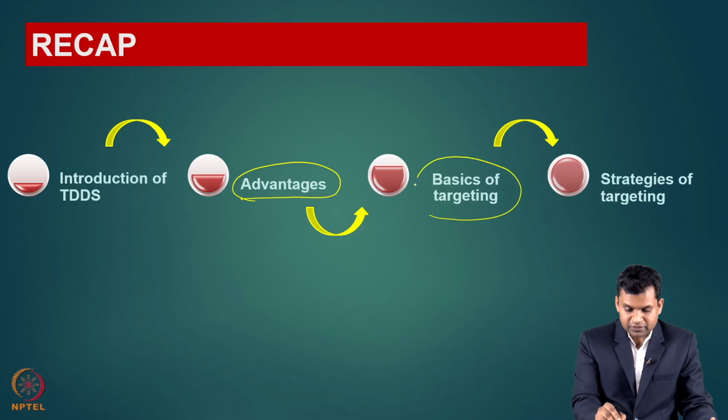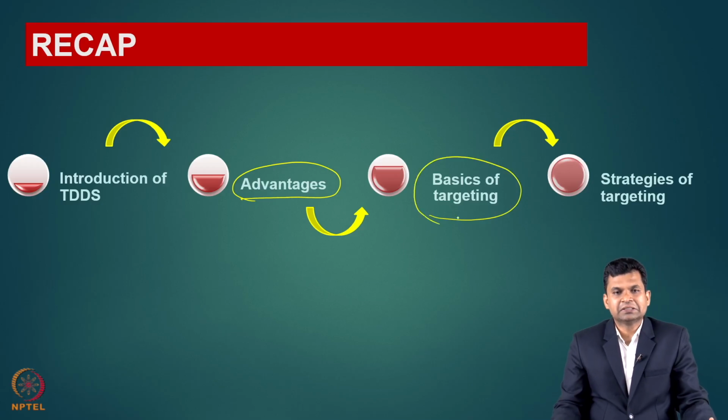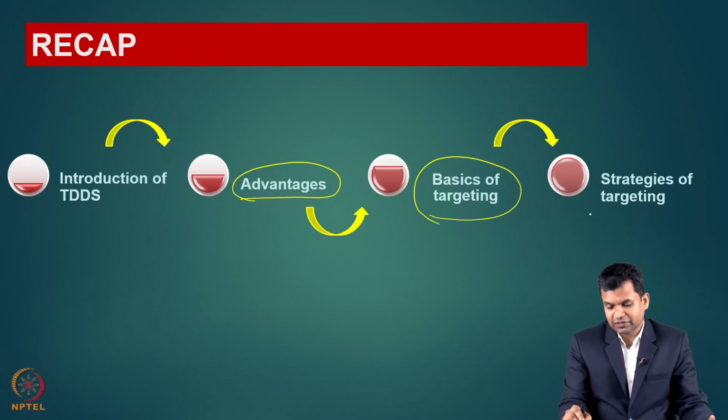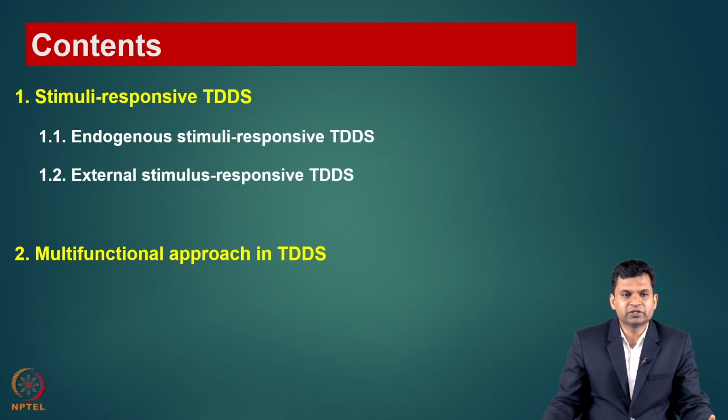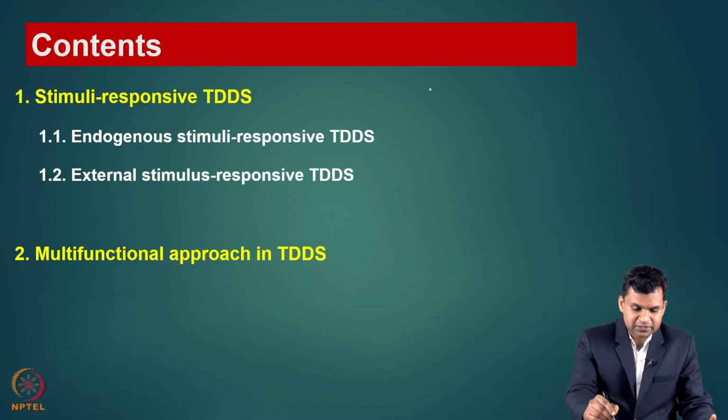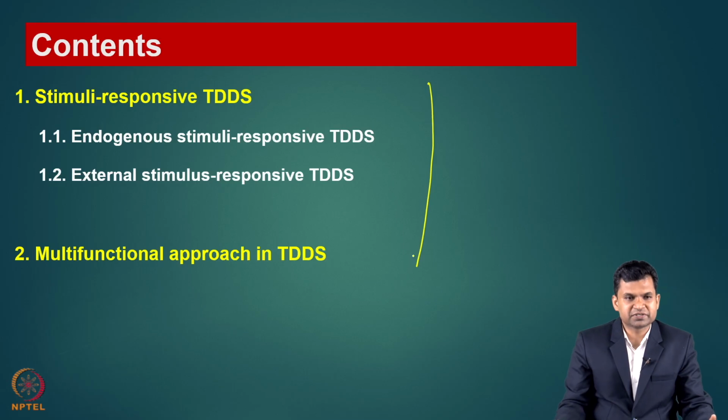There we learned the fundamental aspects of targeted drug delivery systems, and finally we saw a few strategies of targeting for various diseases. In that, we discussed active targeting, passive targeting, and some of the levels of targeting. Today we are going to discuss a few of the targeting approaches. These are the contents for my today's presentation.